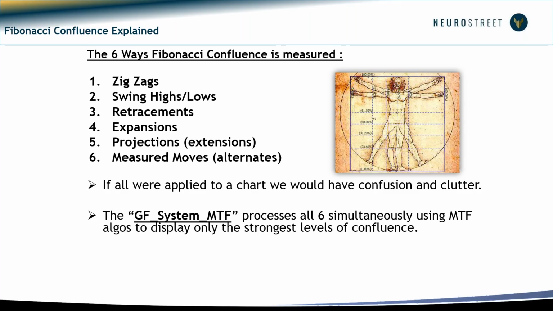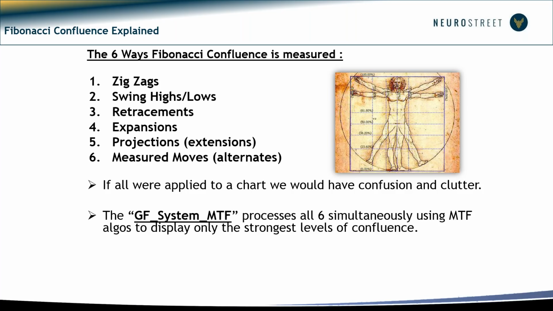Fibonacci is measured in many different ways. Some people use retracements. Some people use expansions. Zigzags are very important because it measures the swings of the market. Projections and measured moves looks at alternates and extensions. So basically looking at the measured move of point A to point B versus point C to D, right? This is how market geometry is formed.